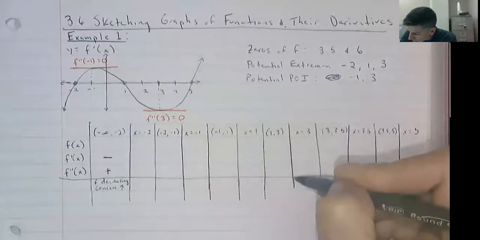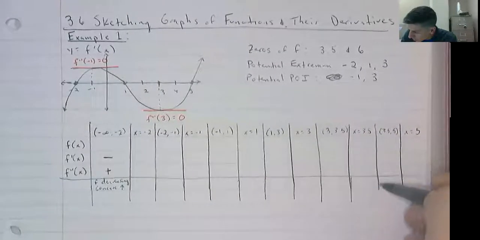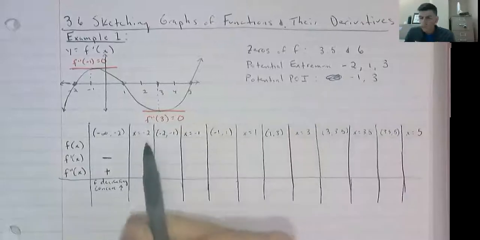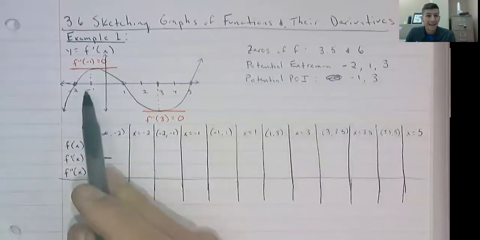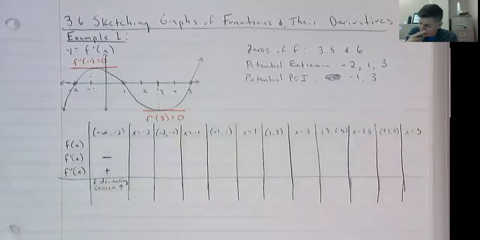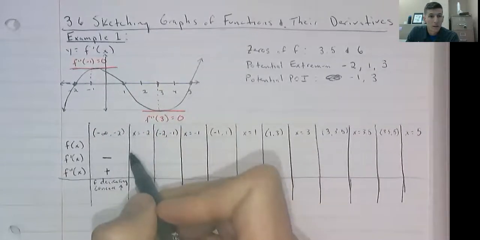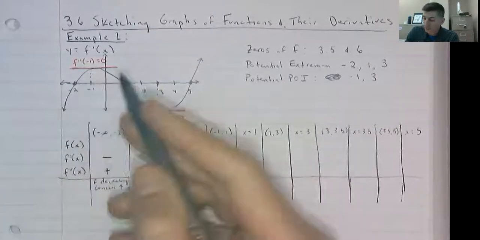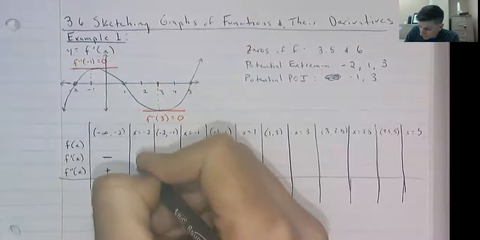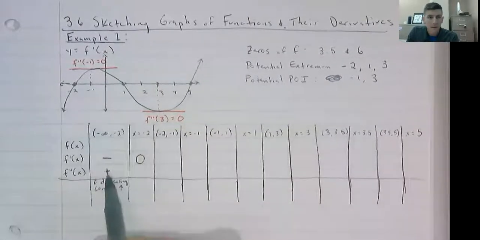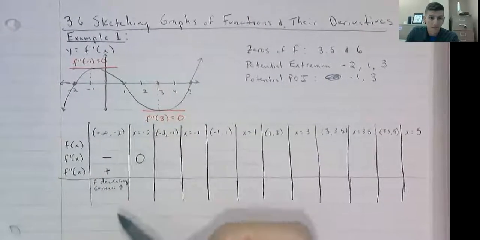Okay, then we get to -2. At -2, we still don't know what f is because we don't have a rule for it, but we know for sure that the derivative is 0, and the second derivative is still positive.